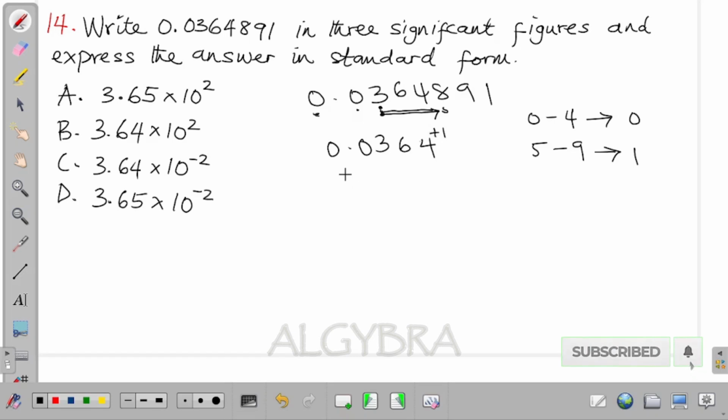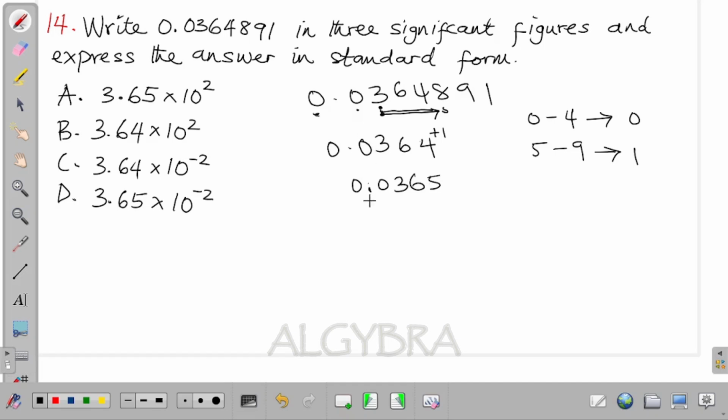So that means I'm going to have my significant figures to be 0.036, and in this case, 4 plus 1 is 5. So these three significant figures in this particular case are 0.0365. The next thing they ask us to do is to express the answer in standard form.